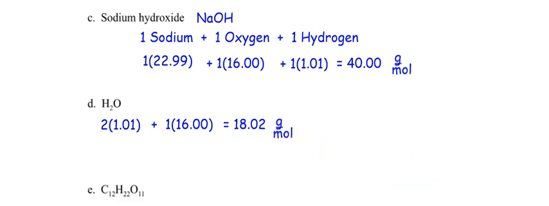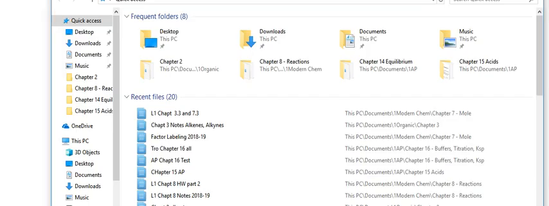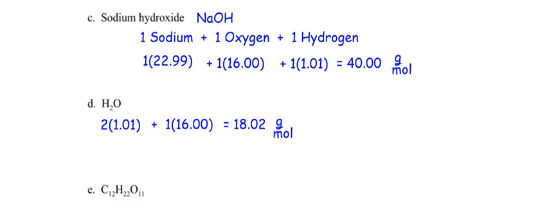Grams per mole, okay? Why don't you take a little bit of time and do letter E. By the way, that is sucrose. That's the yummy sugar that you put in your Frosted Flakes cereal, all right? So that's your table sugar. Go ahead and find the molar mass of sucrose. Pause this if you need to, which you probably will, and see what you get.